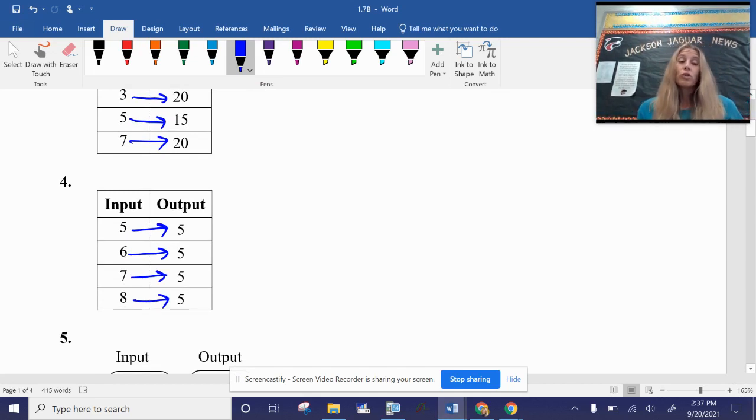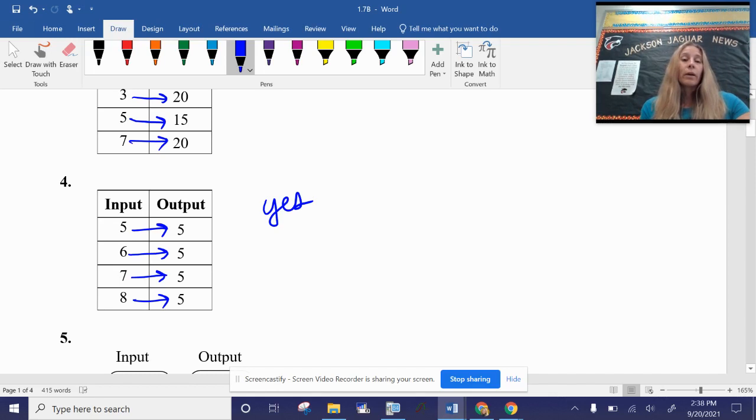Now, even though it might look strange because every single number that you put in gave you a 5, each number only had one solution. So the solution for my input of 5 was 5. It just so happened the others gave you the same solution. So this is still, yes, it is a function.